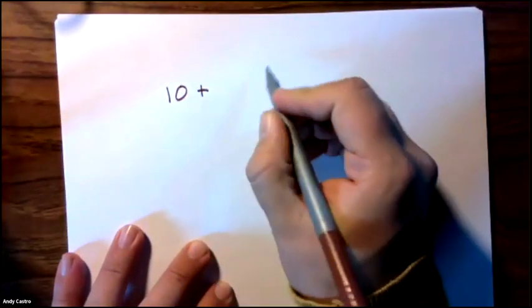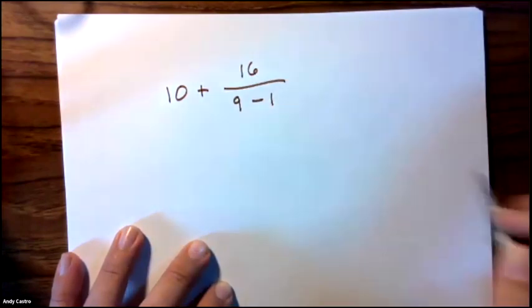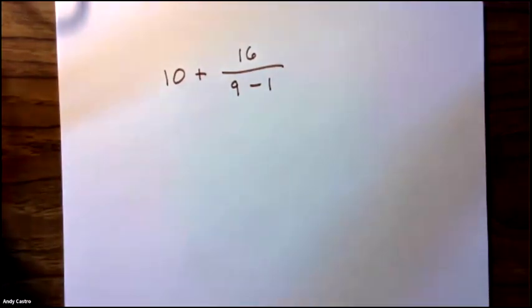All right, so we're going to have 10 plus 16 over 9 minus 1. Go ahead and take your time.